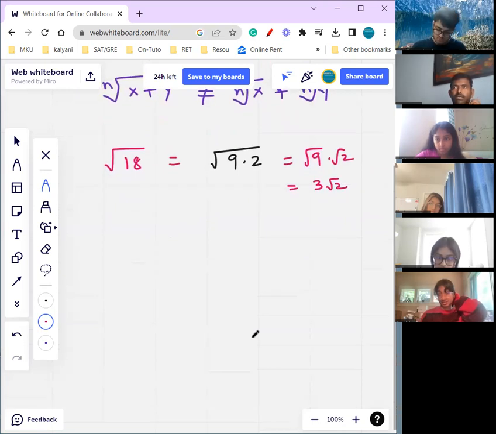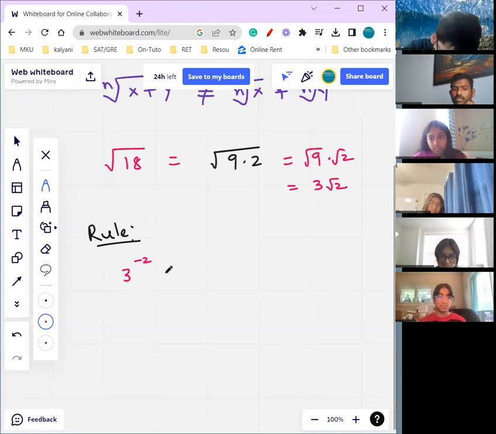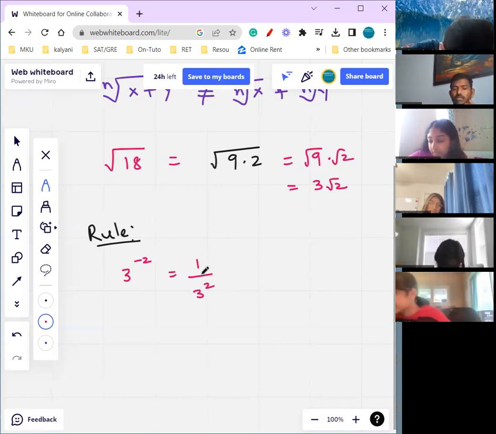Also, we'll review a little bit of the exponential rules that you need for this topic or to answer these questions. Let's say I have 3 to the negative 2 exponent. I can make it positive by bringing it to the denominator. So that is 1 over 3 to the second exponent.